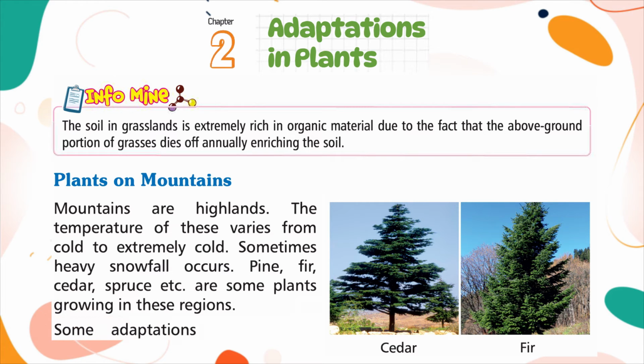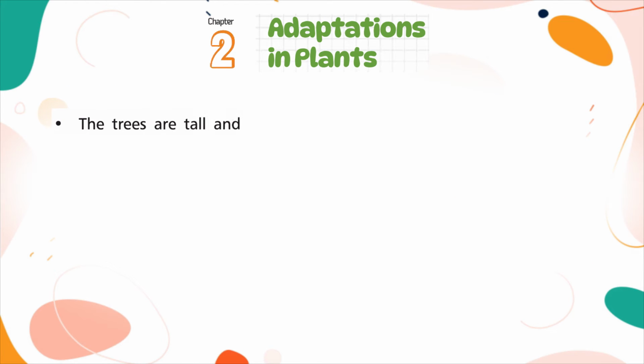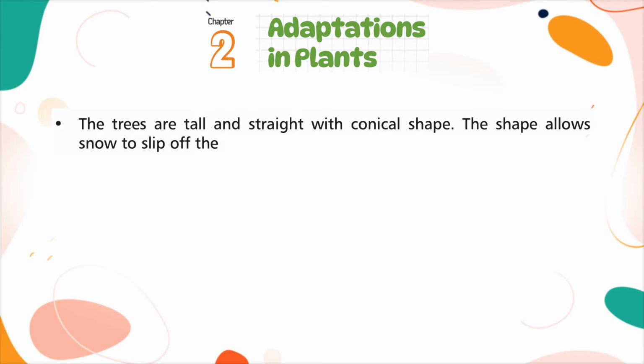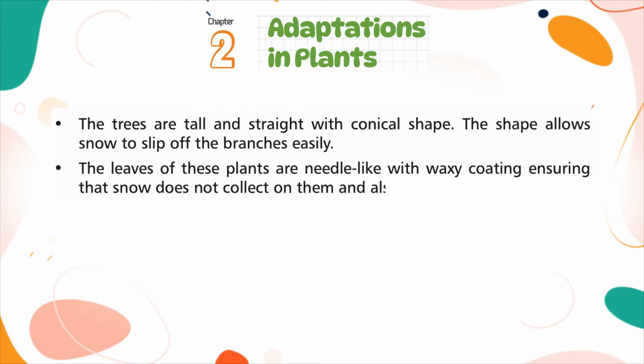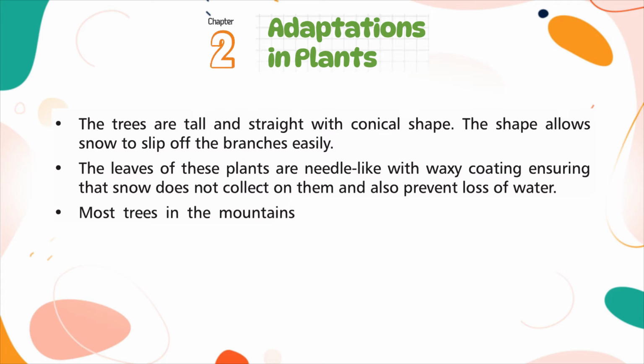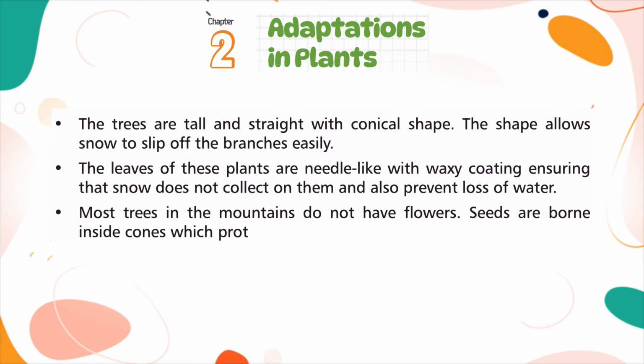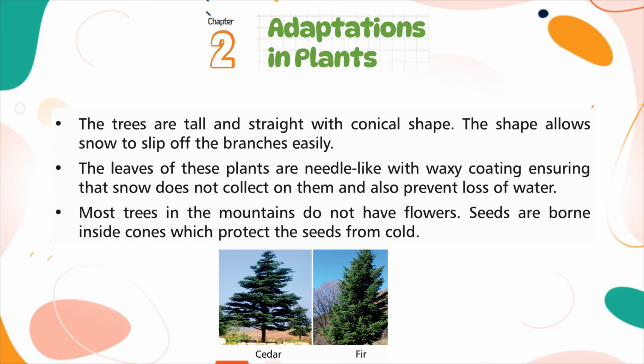Some adaptations of trees on mountains are as follows. The trees are tall and straight with conical shapes. The shape allows snow to slip off the branches easily. The leaves of these plants are needle like with waxy coating, ensuring that the snow does not collect on them and also preventing loss of water. Most trees in the mountains do not have flowers. Seeds are born inside cones, which protect the seeds from the cold. Cedar and fir.